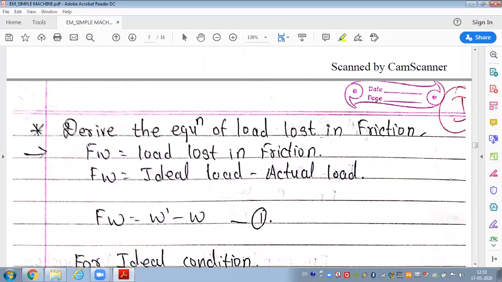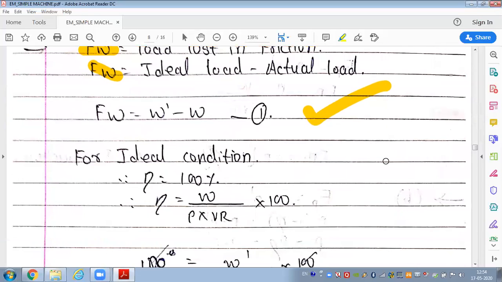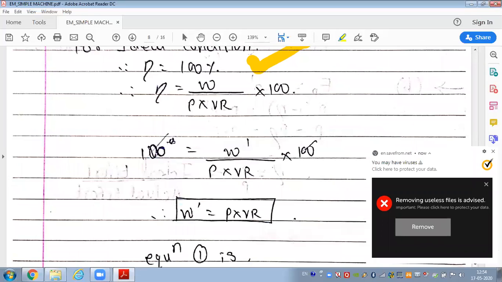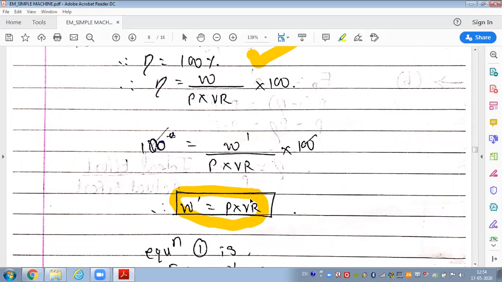Let's try the next equation or next derivation, load lost in friction. It is given by Fw, load lost. So one is the load loss in friction and the other is the ideal load. The load loss is given by ideal minus actual, because ideal is higher and actual is lower. So it is given by equation number 1, Fw equal to W dash minus W. For the ideal condition, the efficiency is 100%. Put the value, cancel out 100 from both sides, and finally W dash is given in the form of effort into velocity ratio.